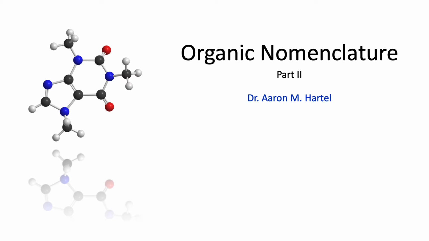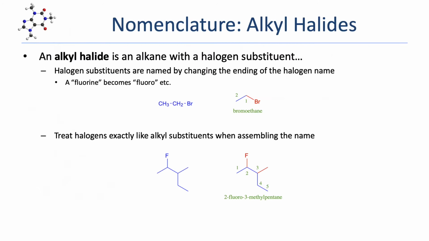In this lesson, we're going to expand our look at organic nomenclature, learning how to name compounds from a variety of different functional groups. So the first class of compounds we're going to learn how to name are alkyl halides. An alkyl halide is really just an alkane that has a halogen as a substituent. Now the halogen substituent itself is actually named by taking the halogen name, say fluorine, and dropping the -ine and replacing it with an -o. So fluorine becomes fluoro, chlorine becomes chloro, etc.